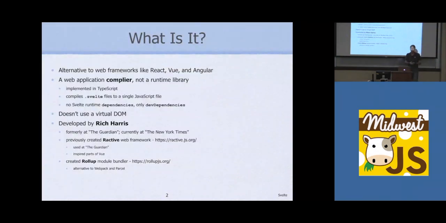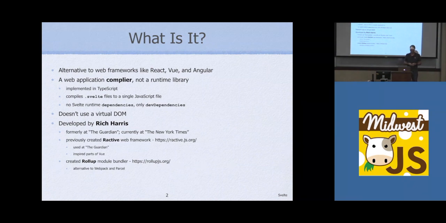And so what is it? It's a way of building web apps that you could look at as an alternative to doing it with React or Vue or Angular. And one thing that makes it unique is that it's a compiler. So it's taking your Svelte code and compiling it down to JavaScript. It's not a runtime library. It is generating exactly what is needed to run your app at runtime.